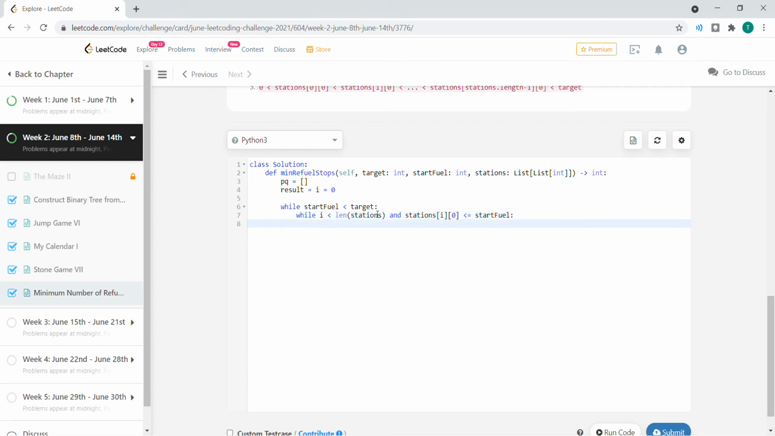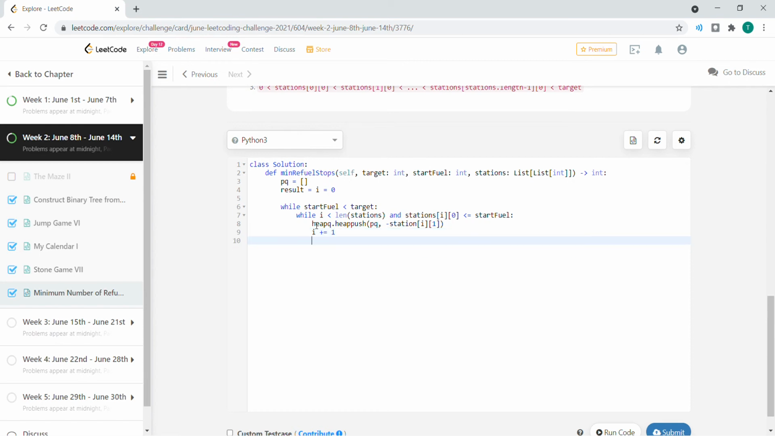So when this happens, it means you have crossed a station previously, and when you cross a station that you haven't refueled at, you want to store that in your heap. Heap push. You want to store that in your priority queue. Here's a quick tip for you guys: if you put a negative right here, that means you're changing from a min heap to a max heap. That's a cool trick there. And then you want to increment your position as well.